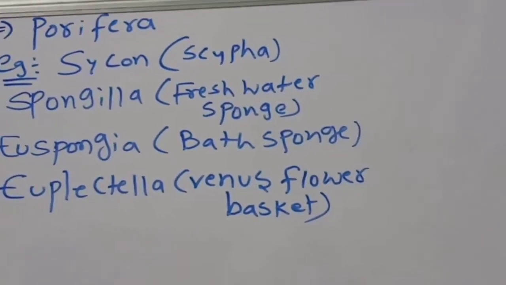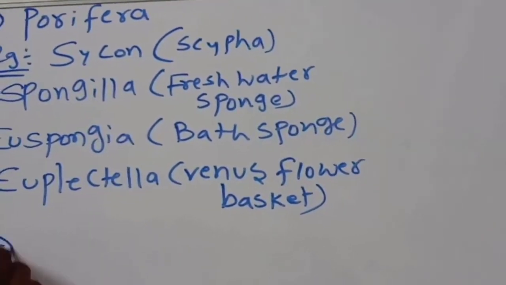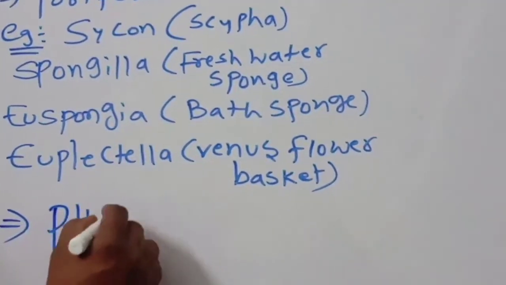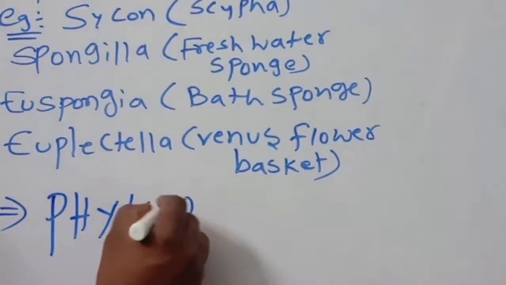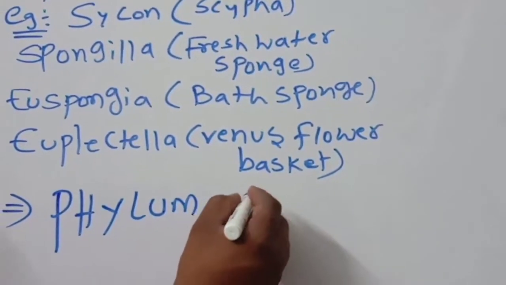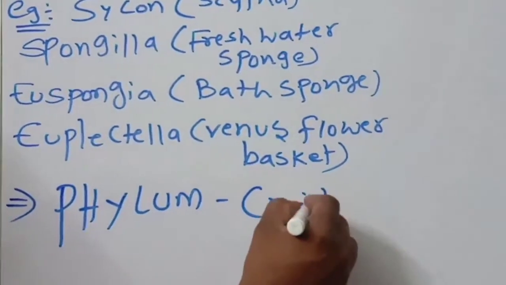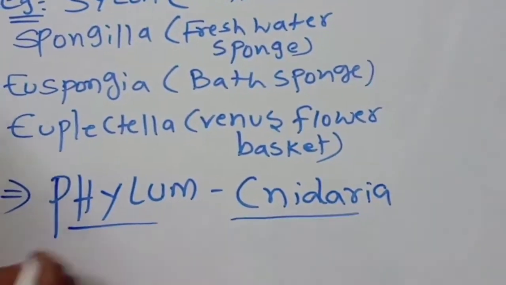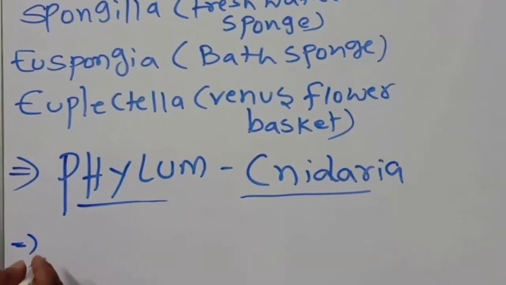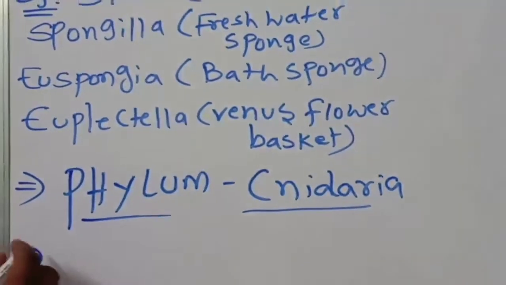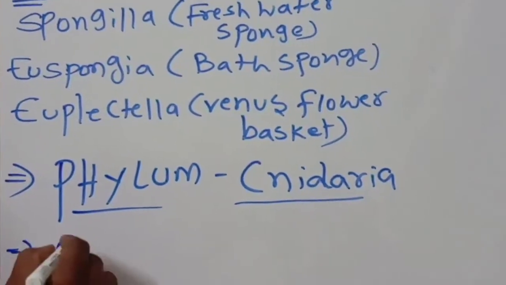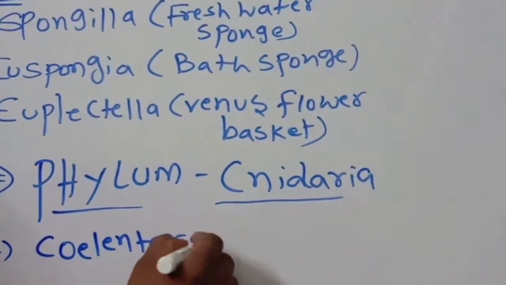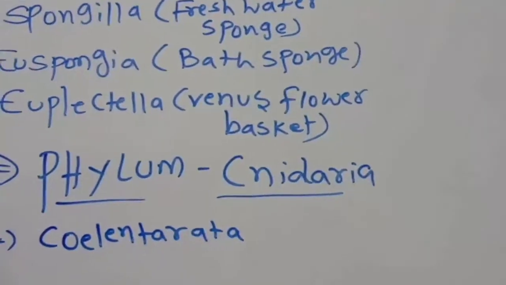So next example, next phylum. Phylum Cnidaria. These are the things we should remember. So what about the phylum Cnidaria? Cnidarians are also called Cnidaria.